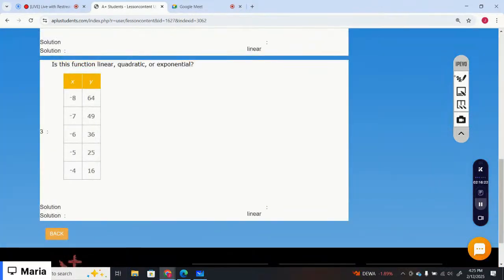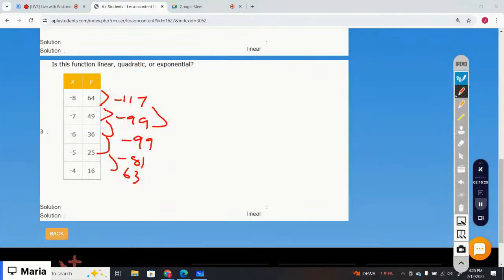Okay, is the function linear, quadratic, or exponential? The basic thing you need to learn here is, if the difference in the y values is always a constant value, then that means that is the linear function. And if the first difference is not constant, you have to calculate the second difference, and if the second difference is constant, then that means that is the quadratic function.